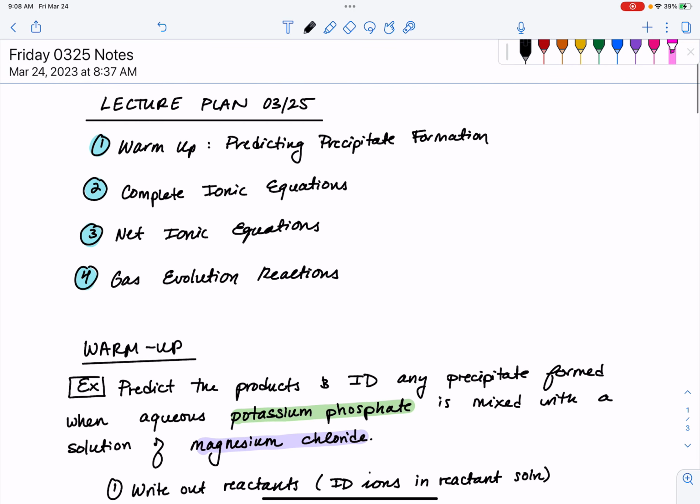So in our next video, we are going to discuss one of the first ways that we can represent a chemical equation beyond just our balanced molecular equation for reactions that occur in solution. And that is by looking at what we call a complete ionic equation. So I will see you in our next video coming up next.